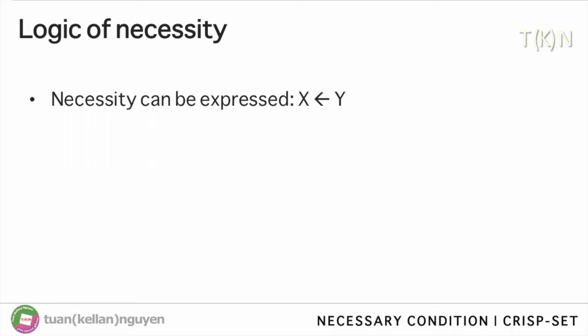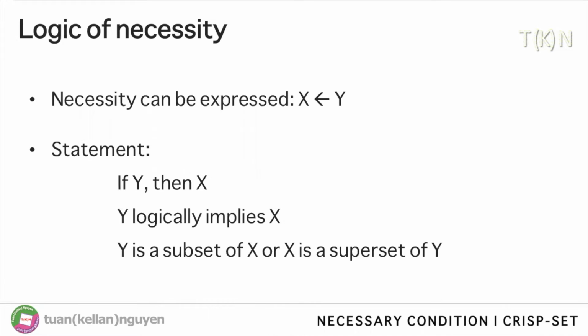We can derive the expression of necessity as the condition X, the arrow right to left, and the outcome Y. With that statement, we can read: if Y, then X, or Y logically implies X, or Y is a subset of X. Usually, when we are talking about necessity, we are talking about the subset relation.